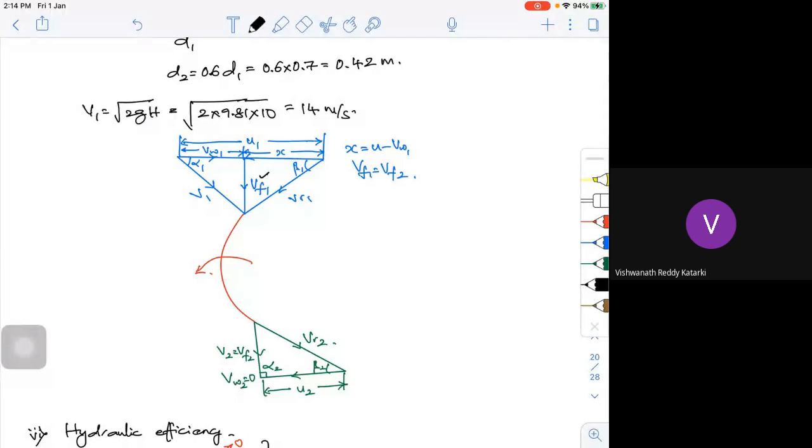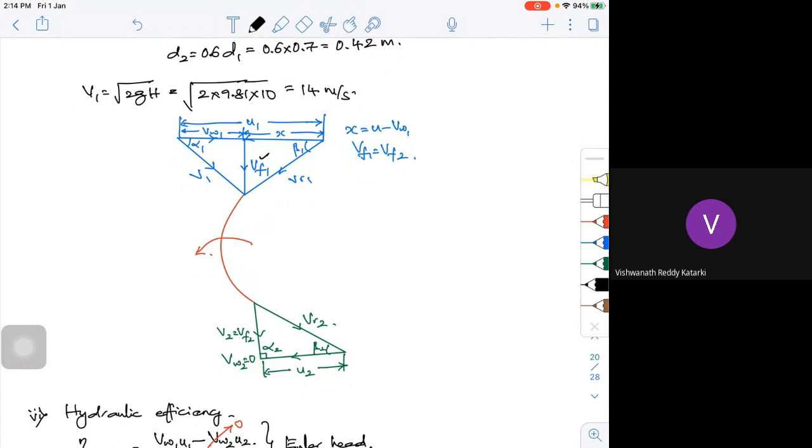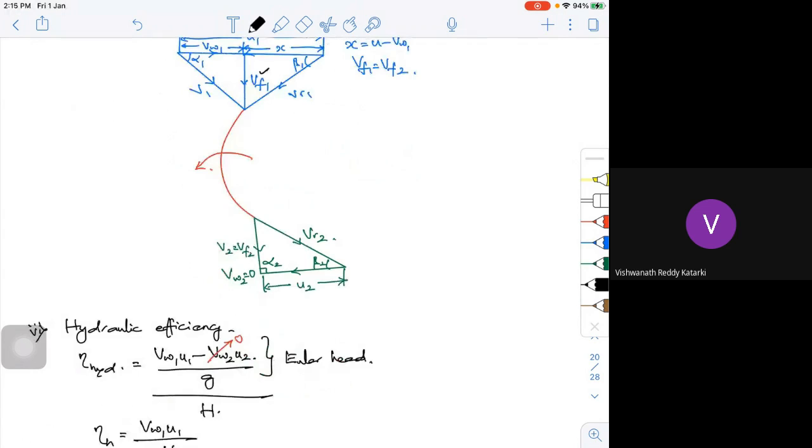Then what about your beta 1? If I want to find it, tan beta 1 is equal to once again VF1 divided by your x, that is U minus VW1. So I'll be able to calculate my alpha 1 and my beta 1. Okay. Now coming to the exit velocity triangle, I know my alpha 2 is 90, but I need to find beta 2. To find that, tan beta 2 is equal to opposite side, that is VF2 or V2, which is equal to VF1, divided by your U2.